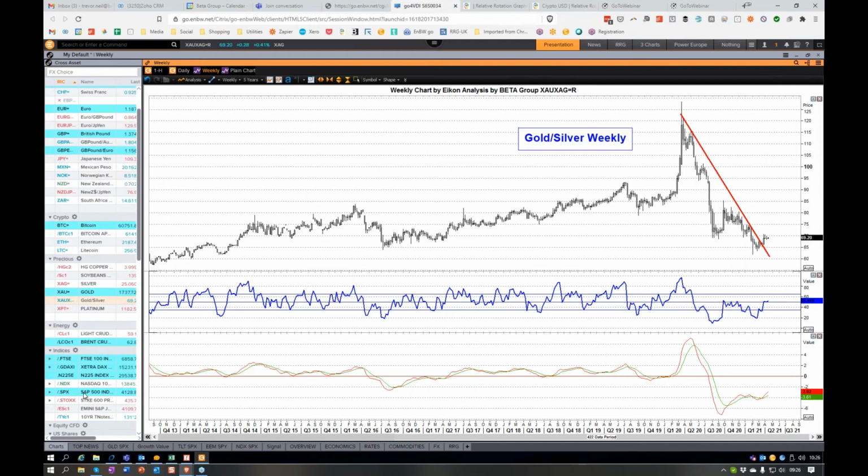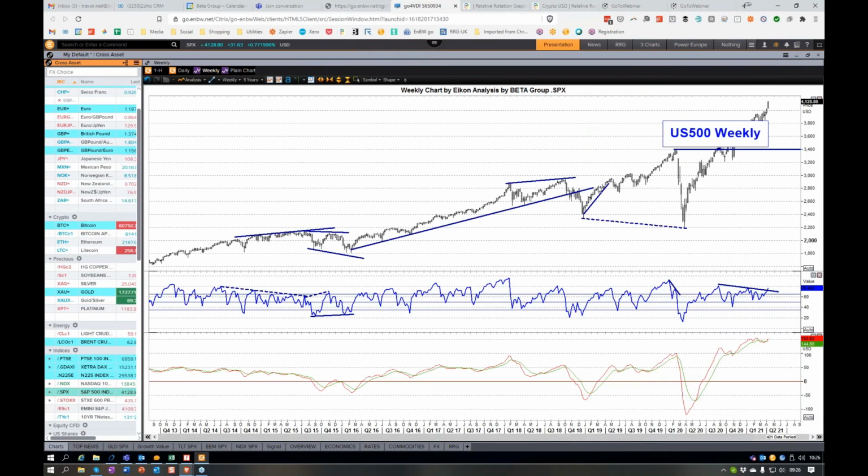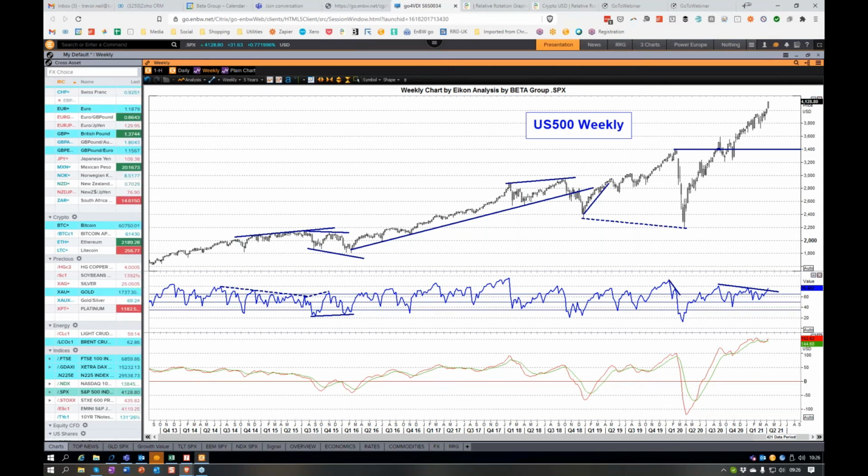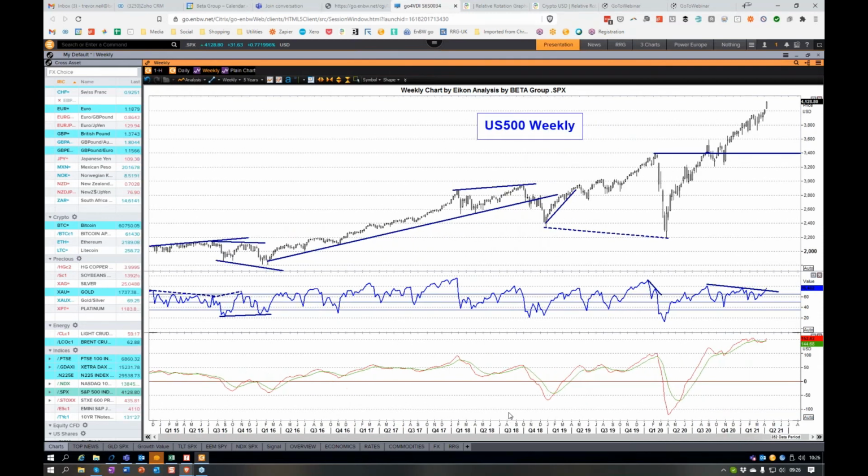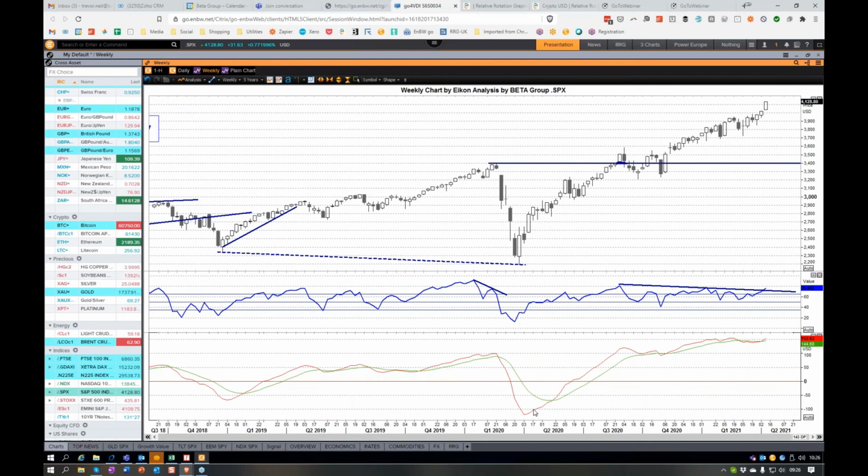Okay, let's move on to the indices now, and the US 500. Really powering on again. Yet another bearish divergence that has been negated. Just when you think they're always negated, you get one which wasn't. But now we've broken up through the bearish divergence line, so it is negated, and the MACD has turned positive. So the weekly chart is now extremely bullish again. I don't need so much data on there, and that's a very powerful candle indeed.